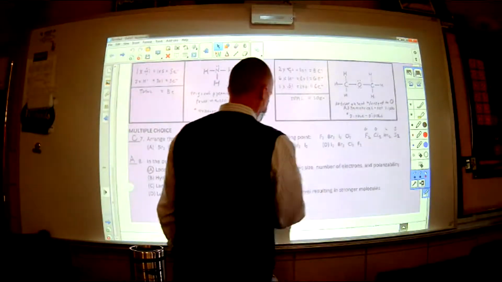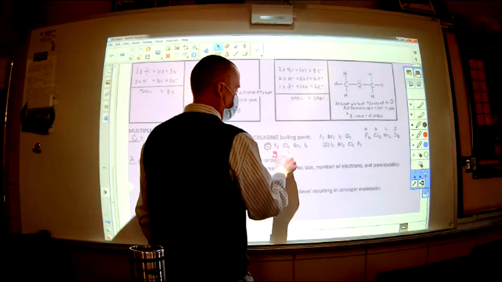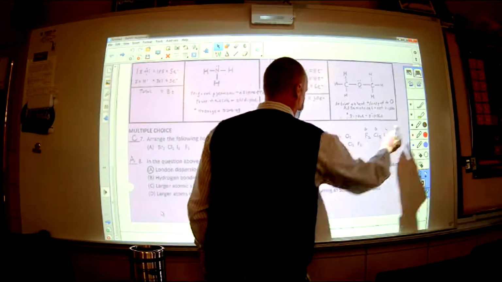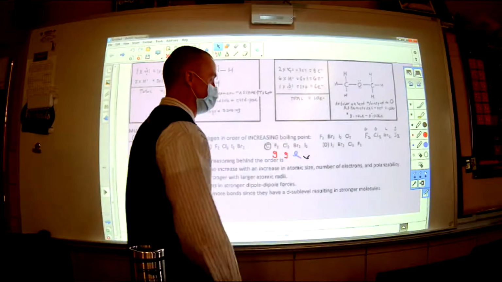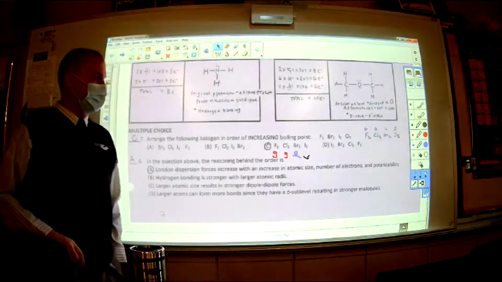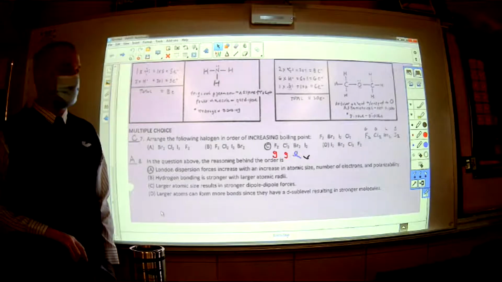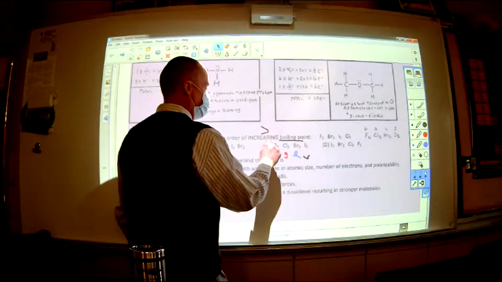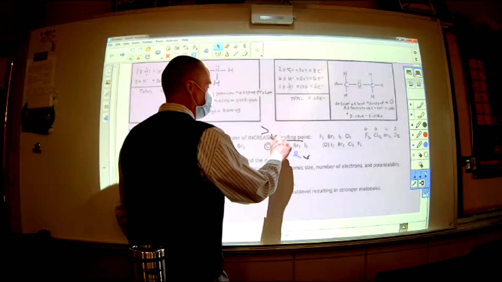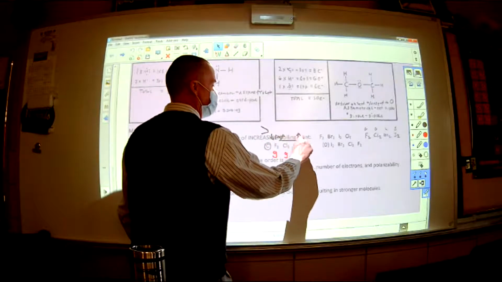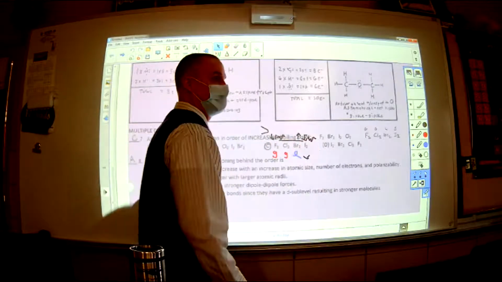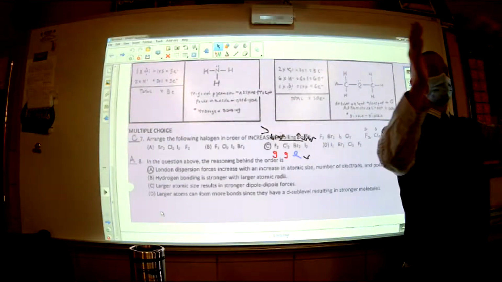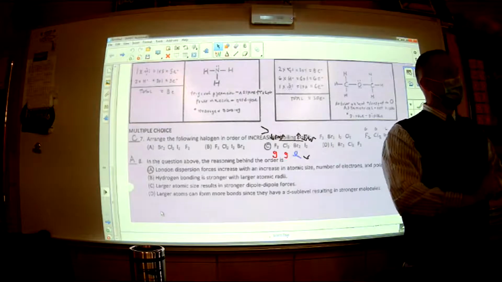Well, we already know that has already boiled. This one hasn't boiled, and this one is a solid. Gas, gas, liquid, solid. They want it in increasing boiling point. Increasing boiling point means lowest IMF first, highest IMF last. The higher your boiling points and melting points, the more strongly your molecules are held together.